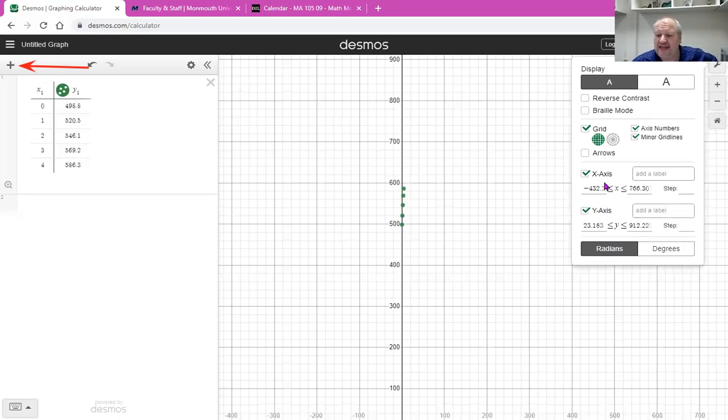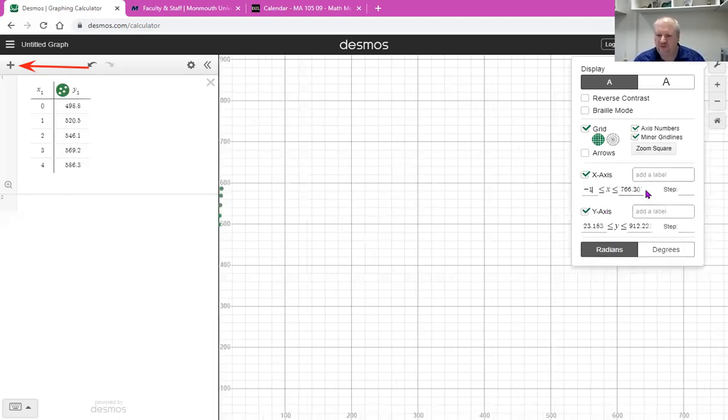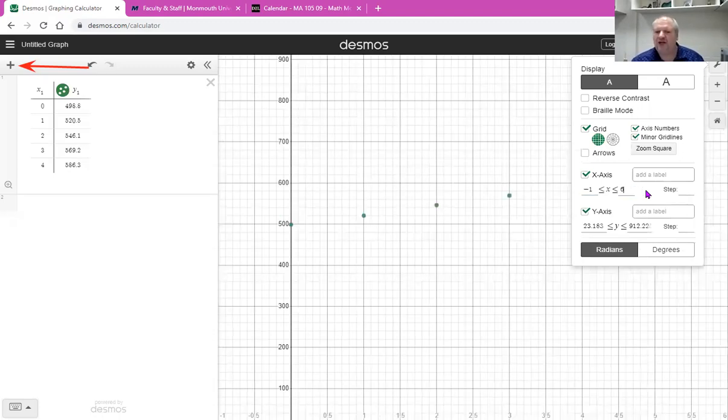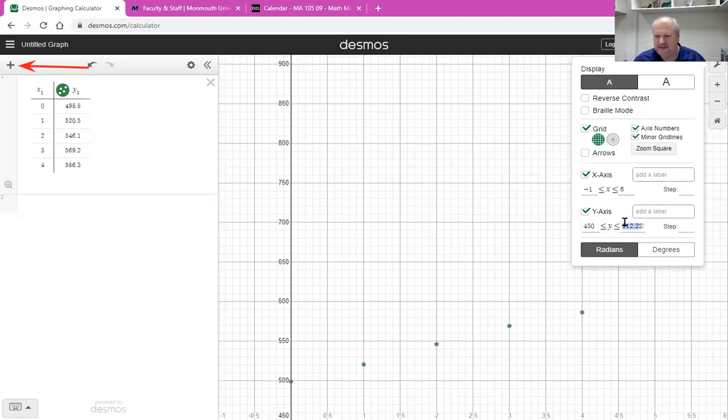So let me change that in the x in the wrench. I like it to go from -1 to 6. I like to go a little behind, a little before. Also, you'll notice that my values only range from 498 to 586. Why don't we make it go from like 450 to 600?